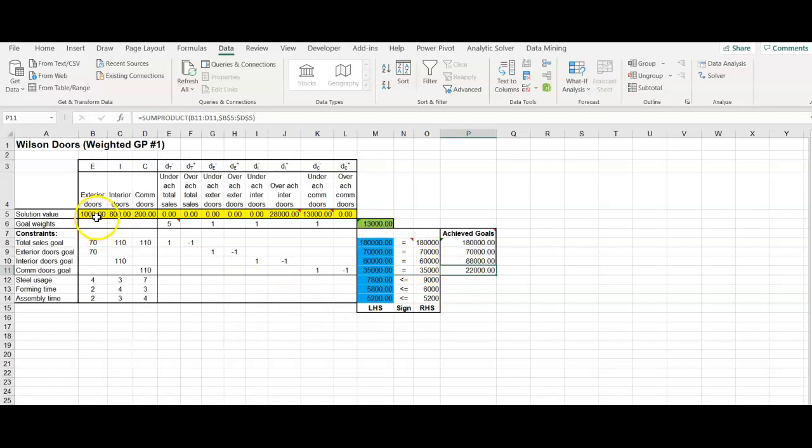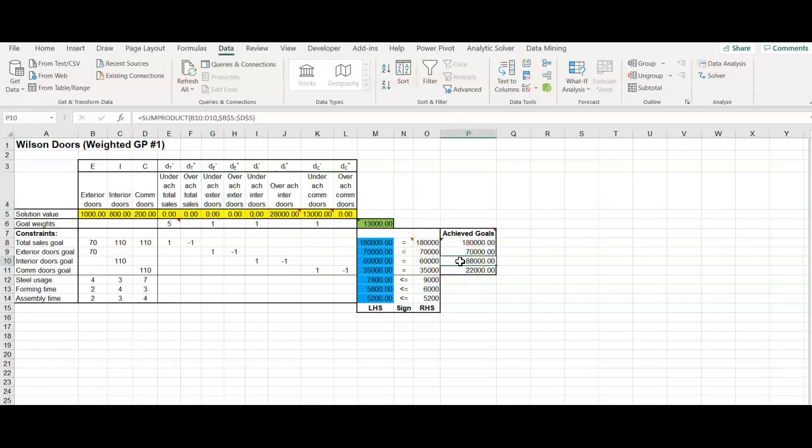Here, what Solver is suggesting is that we make 1,000 exterior doors, 800 interior doors, and 200 commercial doors. And looks like we have achieved 3 of our goals. The first goal, we made a total sales of 180,000 exactly. So the deviation for that is 0, which is what you see under DT negative and DT positive. The second goal is also met exactly. So DE negative and DE positive are both 0 as well.